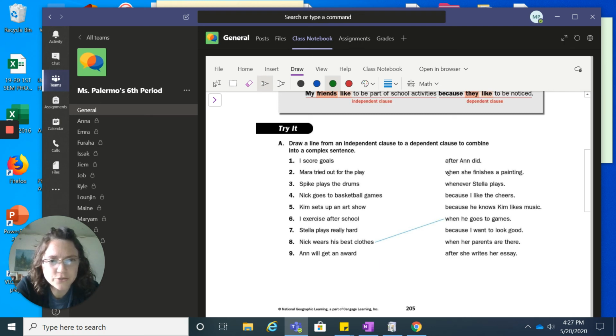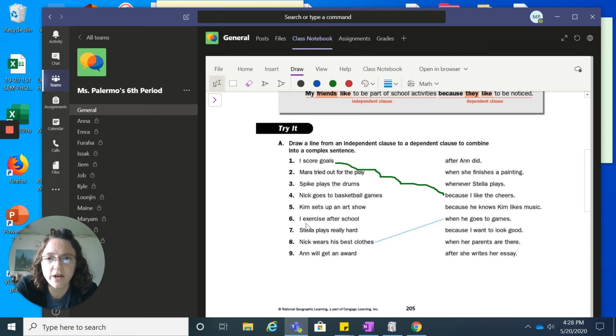So I'm going to kind of go down. When she finishes a painting makes no sense as a full sentence. I score goals because I like the cheers. I'm going to try that. And if there's a better dependent clause for this, I'll see it as I go on. Where did it go? Because I like cheers. There we go. And that's it. I'm just going to draw my line to link these two clauses. Okay, so that's what you guys are going to do for numbers 2 through 9.